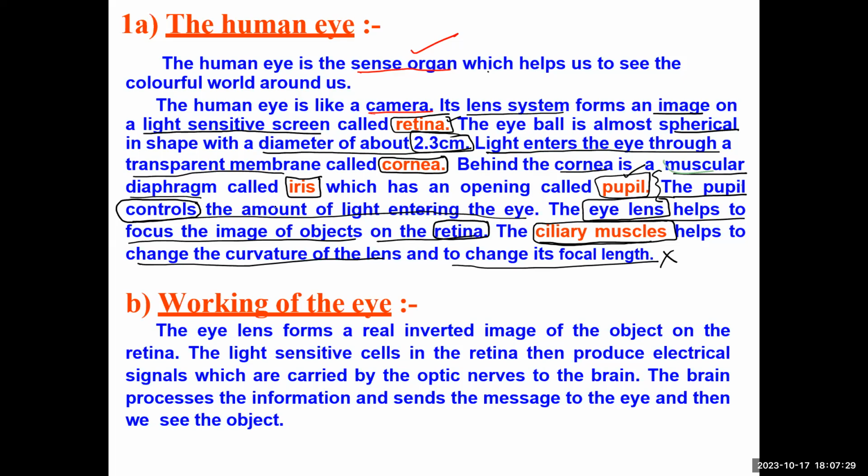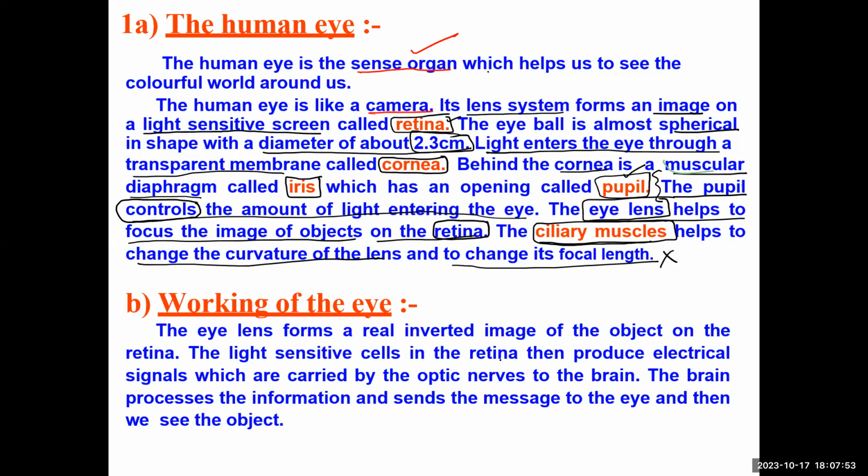Then again, what about the eye lens? The eye lens helps us to focus the image of an object on the retina. The images are focused on the retina with the help of an eye lens. Then coming to the last one, ciliary muscles. What are the ciliary muscles? Ciliary muscles help us to change the focal length, and also to change the curvature of the lens. So this is about the human eye.